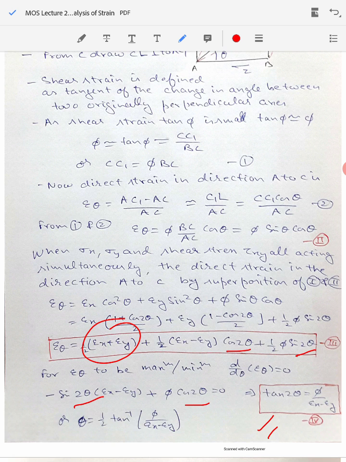So that angle will be tan 2 theta equal to phi divided by epsilon x minus epsilon y. So this is the angle of the plane of principal strains, because at the principal strains your direct strain will be either maximum or minimum. So there will be two mutually perpendicular planes. The first plane will be given by theta equal to half of tan inverse of phi divided by epsilon x minus epsilon y, and the other plane will be at 90 degrees to it. So you simply have to add 90 to this expression.